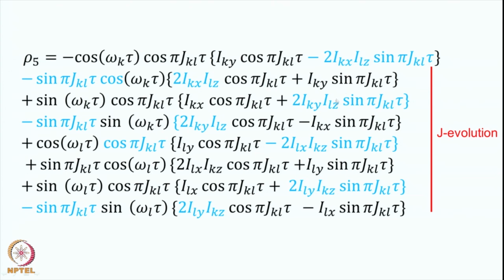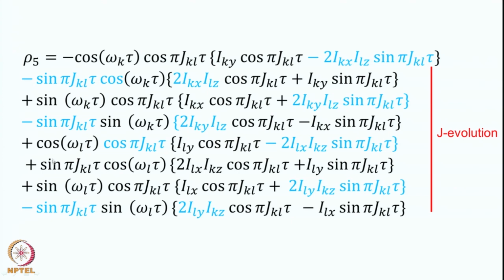In these cases you should remember that summary of the evolutions which I had given earlier, because it is all what I am using here. Those summary equations for the evolution under the coupling and evolution under chemical shift are what is being used. The third term gives you sin omega k tau cosine pi j k L tau, and it is the KX part which is evolving, IKX cosine pi j k L tau plus 2 IKY ILZ sin pi j k L tau. And the fourth term likewise gives me minus sin pi j k L tau sin omega k tau, and inside here is 2 IKY ILZ cosine pi j k L tau, and I get a minus sign here, minus IKX sin pi j k L tau.